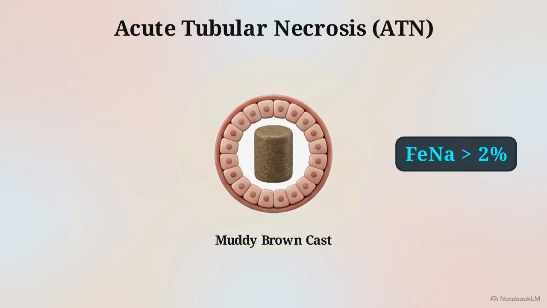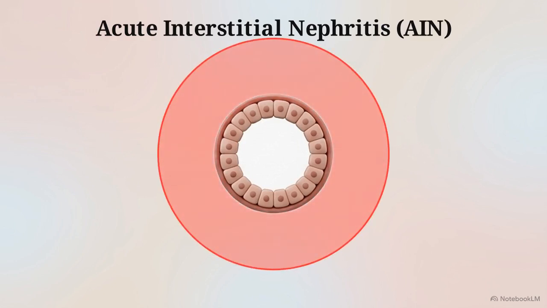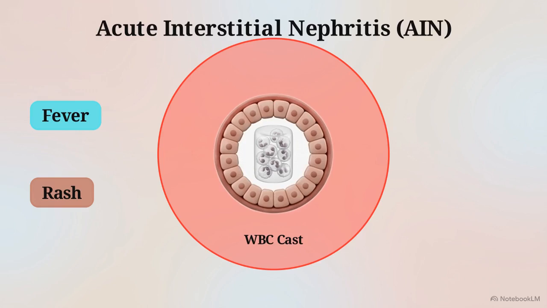Now observe acute interstitial nephritis. This mechanism operates as a delayed hypersensitivity reaction to specific medications. Its microscopic signature is an inflammatory infiltrate. You will see eosinophil and white blood cell casts inside the tubule, highly correlated with systemic rash and fever.